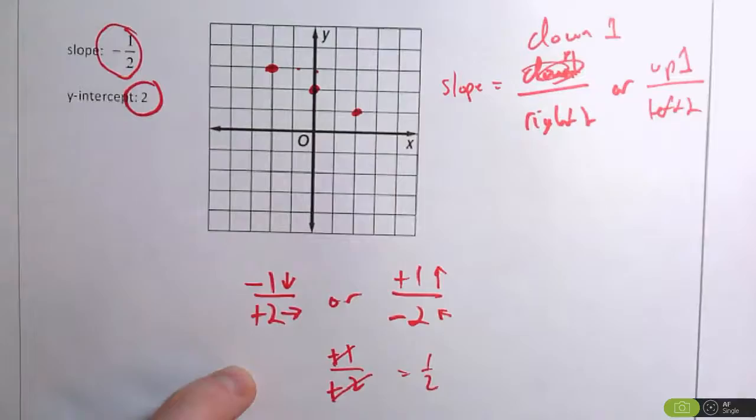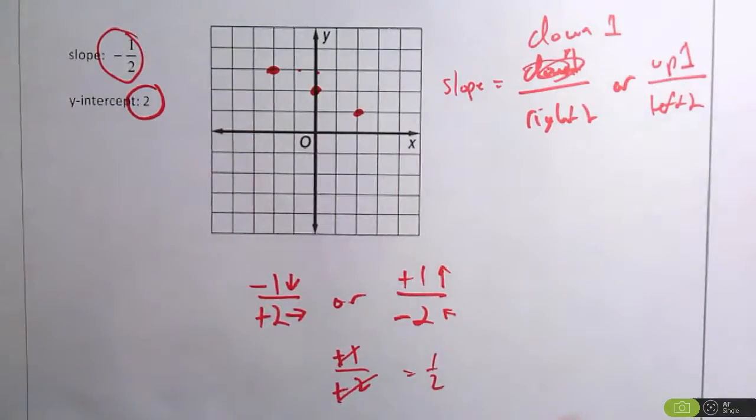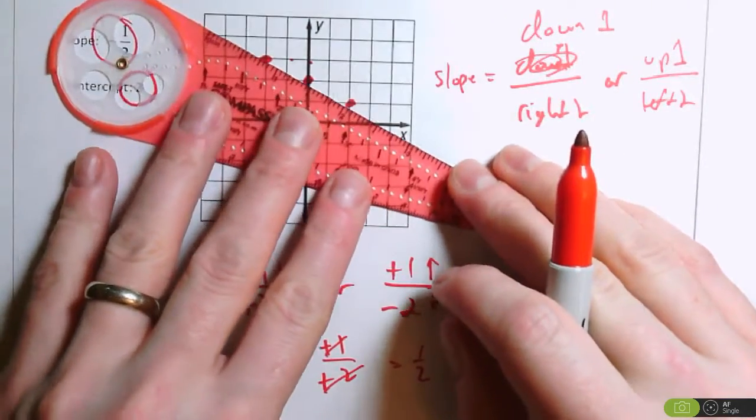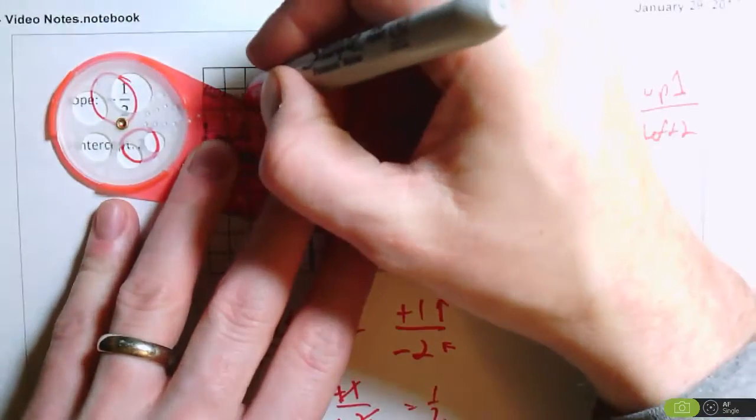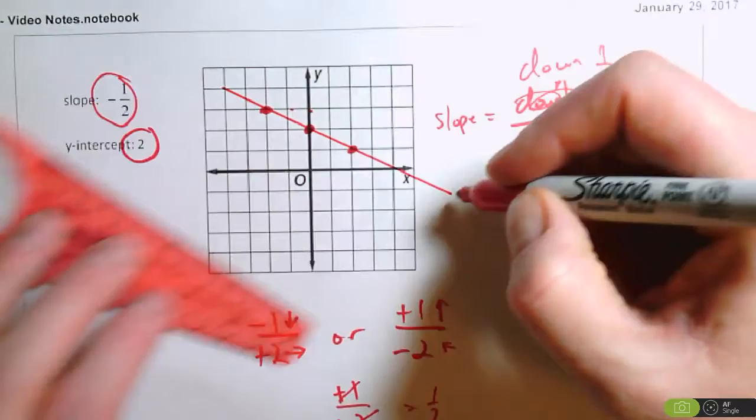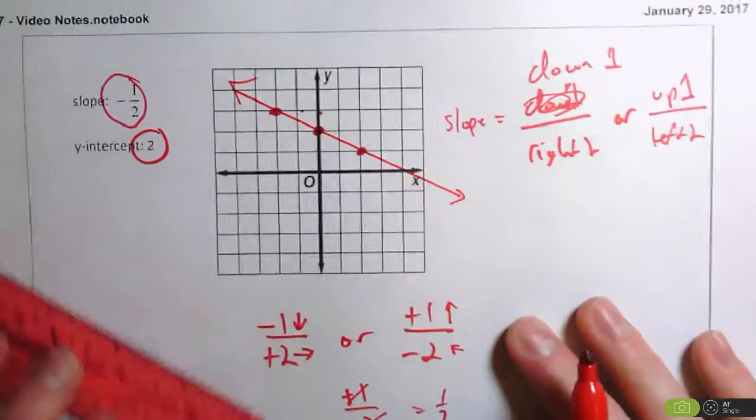Now where did I put my ruler at? There it is. So now I'll connect these 3 dots, and that's my line. Okay.